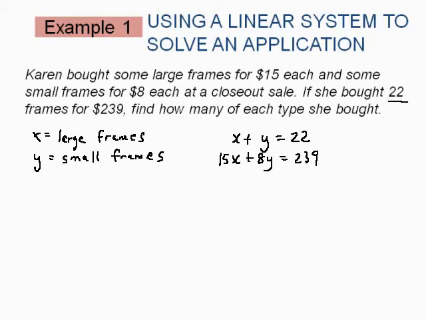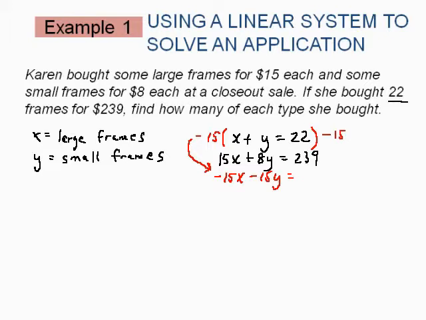Now, to find out how many large frames and small frames, we have to solve the system. And do y'all want to be X haters or Y haters? I think I'm going to be an X hater here and multiply this first equation through by negative 15. Or you could have said negative 8 if you wanted to take out the Y's. I just took out the X's for the heck of it. All right, so I'm just going to sneak that right underneath here. I'm going to say negative 15X minus 15Y equals negative 15 times 22.